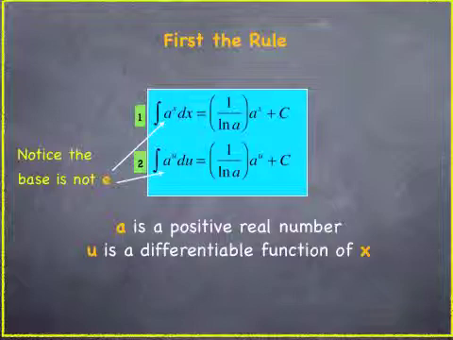And once you do that, you have to determine what the du is. Once you know u, you take the derivative to find your du. Once we substitute all that back, we can integrate so long as it's in this form, and we get 1 over the natural log of a times a to the u plus c. And we'll do examples to explain all this.